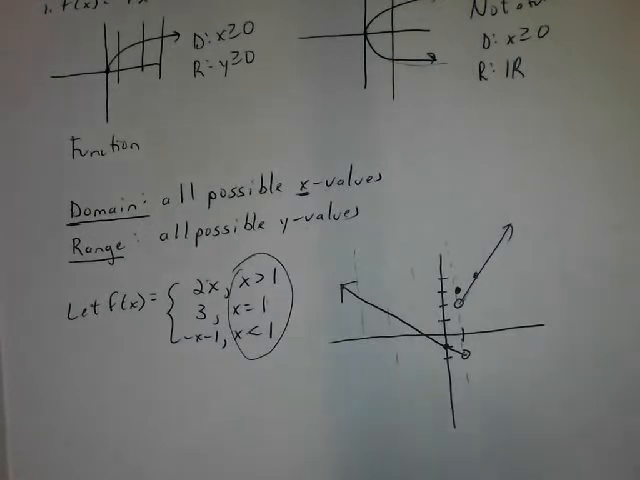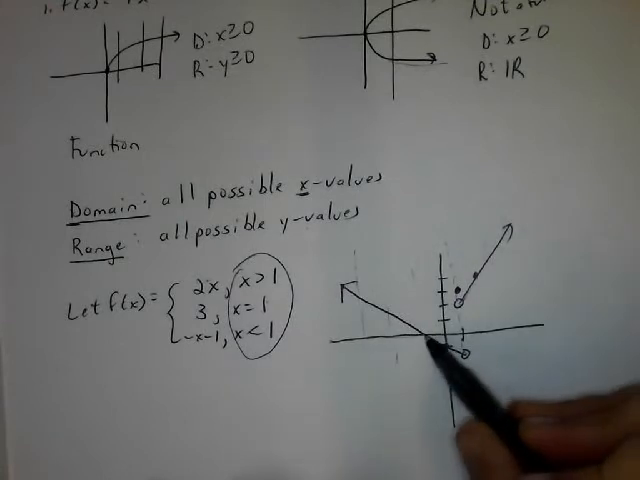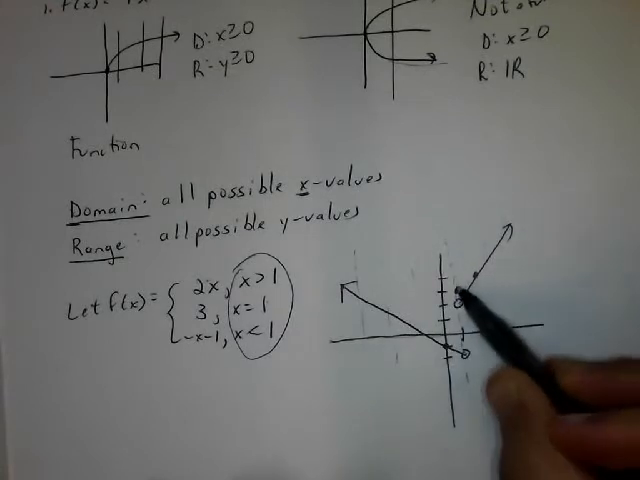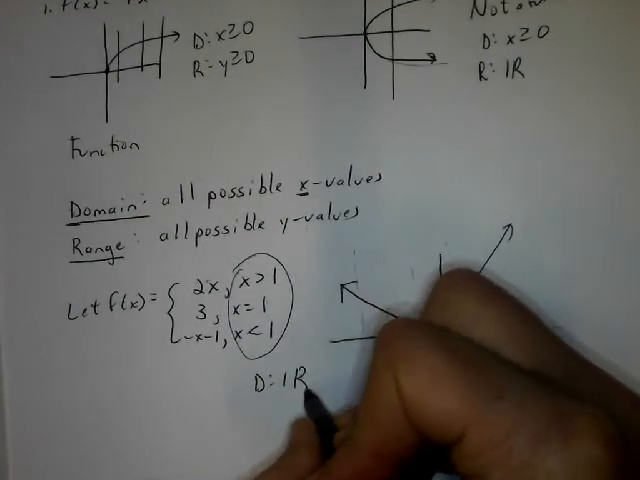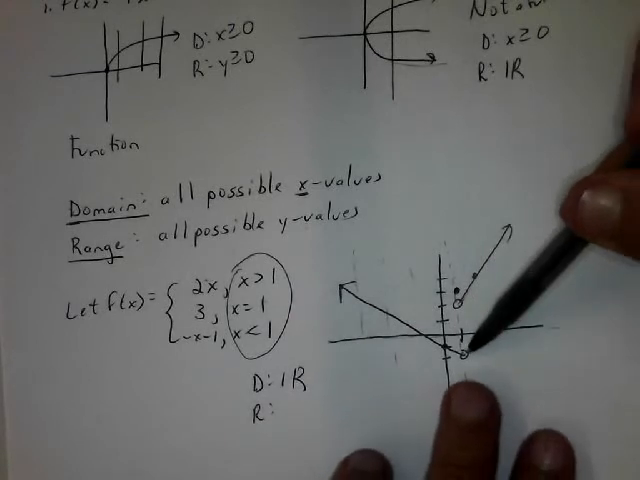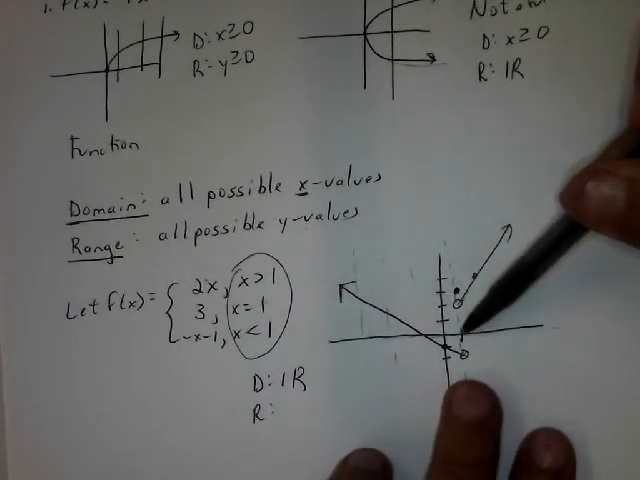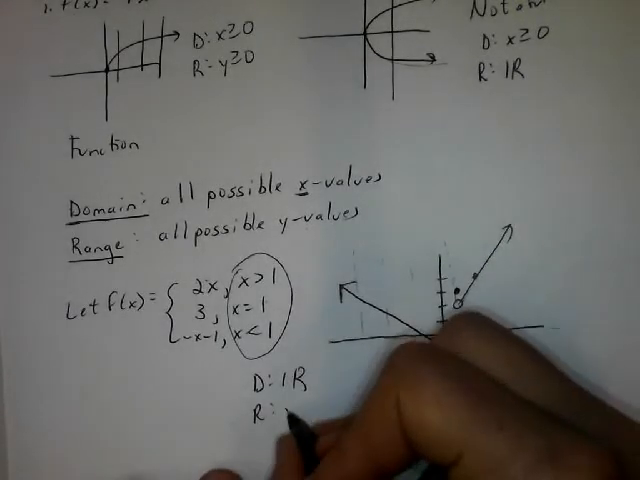Also notice that its domain would be all real numbers, because all these x values are accounted for. All of these, at x equals 1, it is accounted for there, and then all of these. So its domain is all reals. Its range, on the other hand, would be every y value bigger than here. So all y values bigger than negative 2.